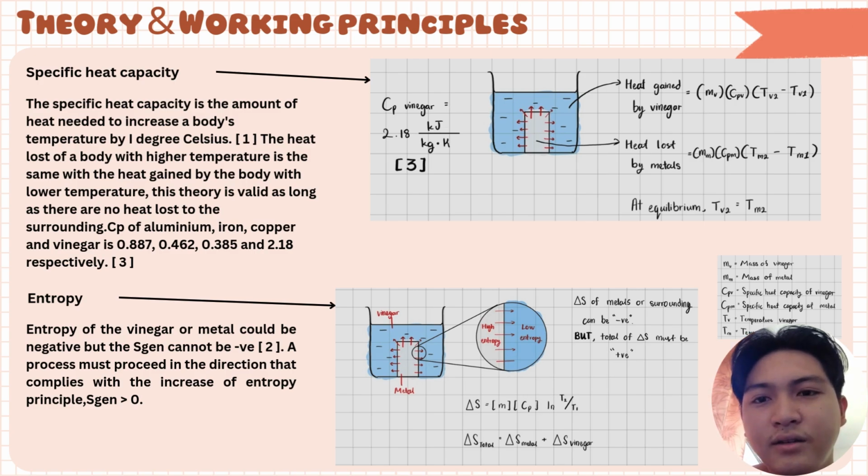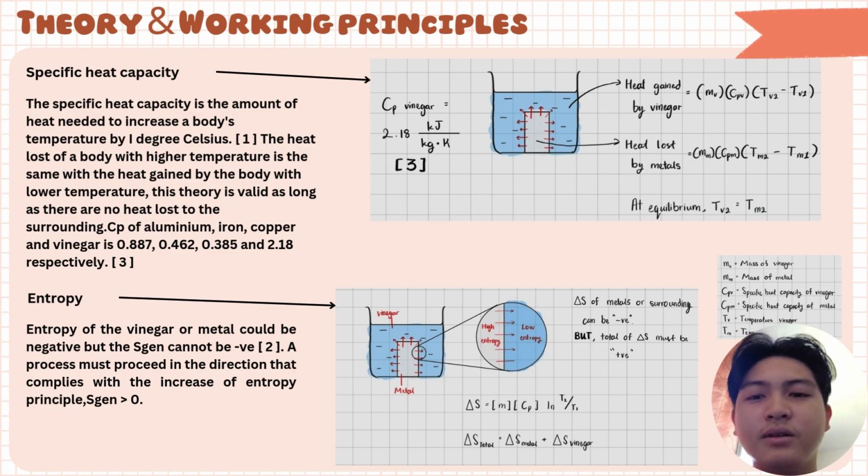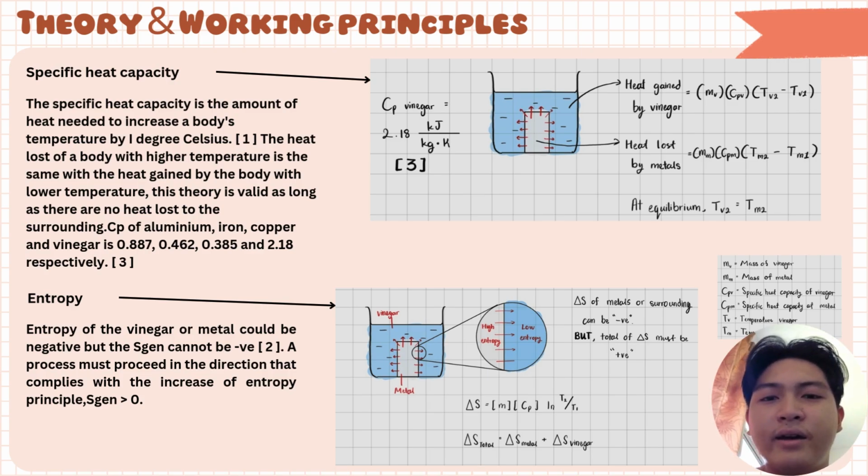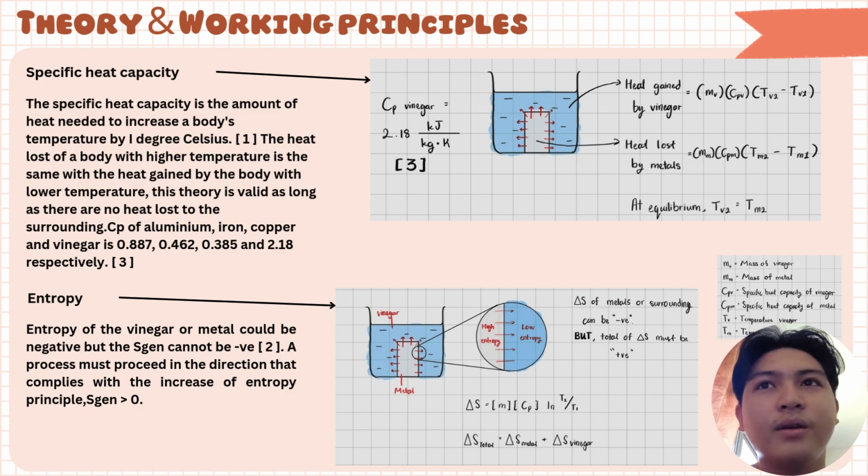As you can see in the words, I also include the Cp of aluminum, iron, and copper. The heat gain by the body with lower temperature should be the same as the heat loss of the body with higher temperature. This is valid as long as there is no heat lost to the surroundings. That is for specific heat capacity.